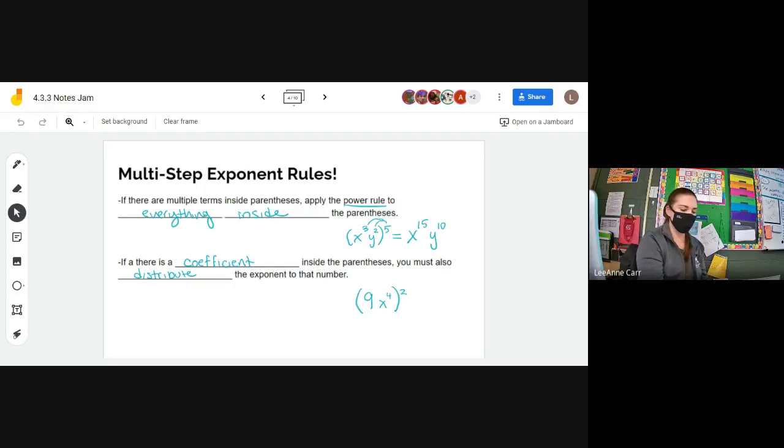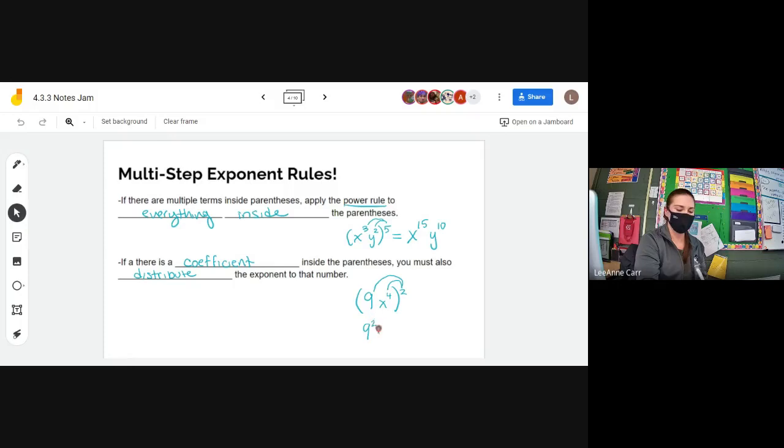So what our rule says is I need to distribute that exponent to both the variable and the coefficient. So I'm going to hippity-hoppity it to the x and to this 9. And what people tend to do is go, oh, 9 times 2 is 18. Wrong. What I'm doing here is not 9 times 2. I'm doing 9 to the 2nd.